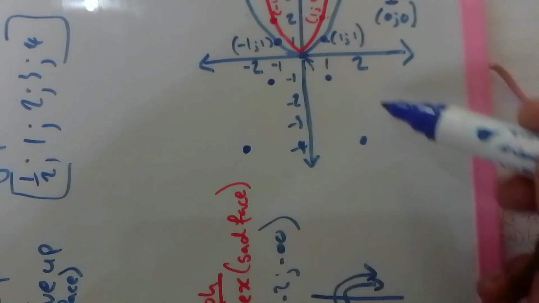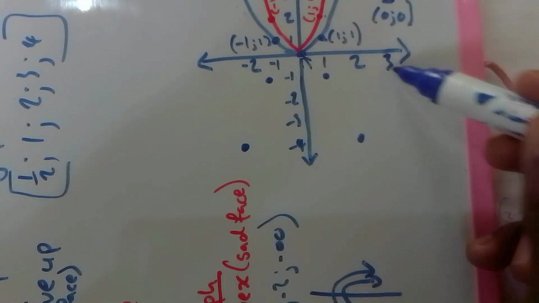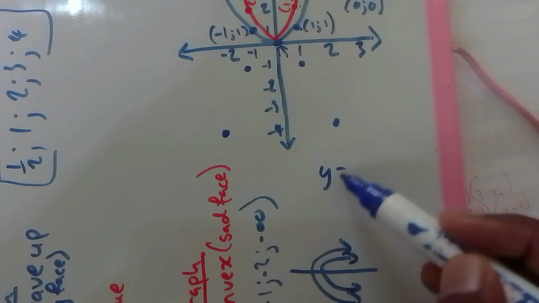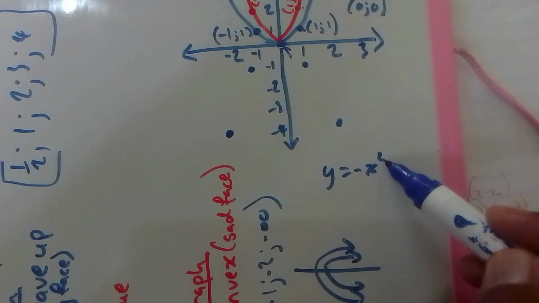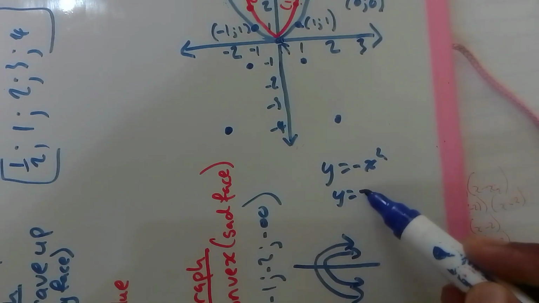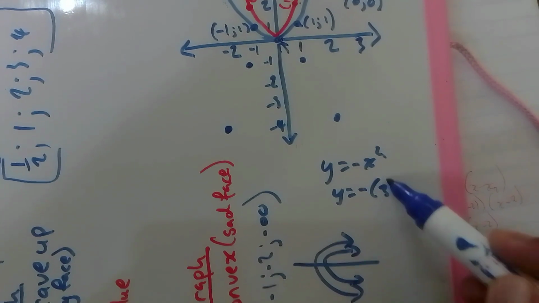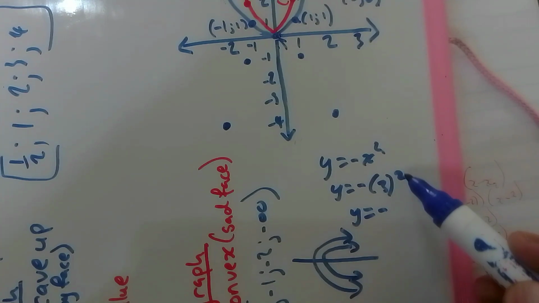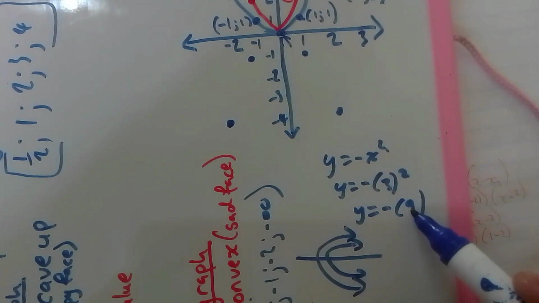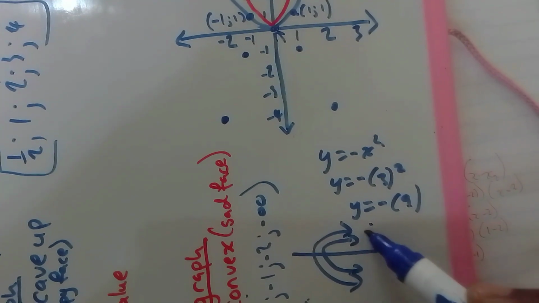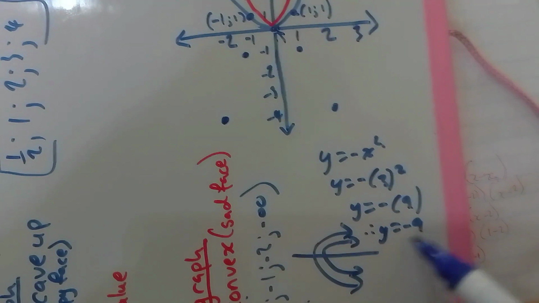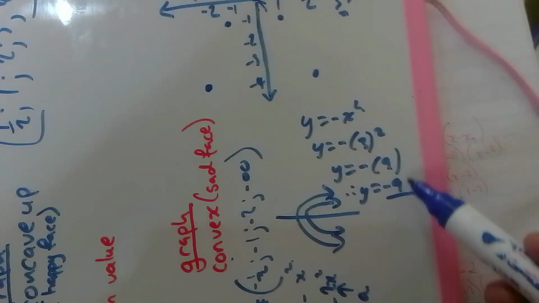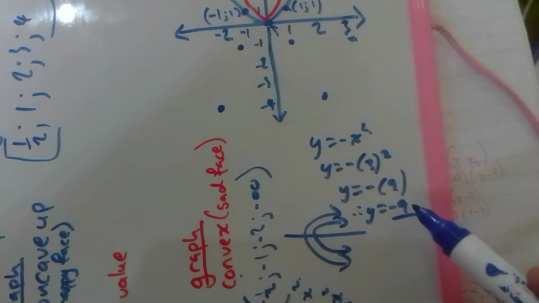If I come, let's say, to 3 here, and remember the equation is y is equals to negative x squared, y is equal to negative, open bracket, 3 squared, which is y is equals to negative 9. 3 squared gives us 9, so I've got a positive 9 here. Positive times negative is a negative. Therefore, my y is equals to a negative 9. Do you see that as my x value is getting bigger, the y value is getting smaller?